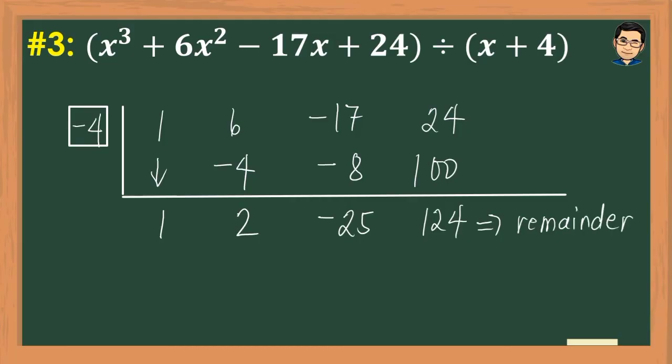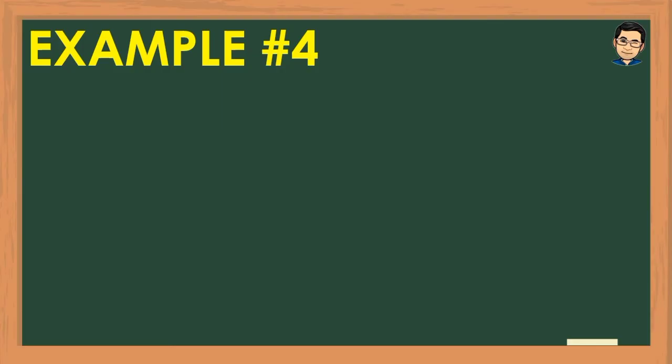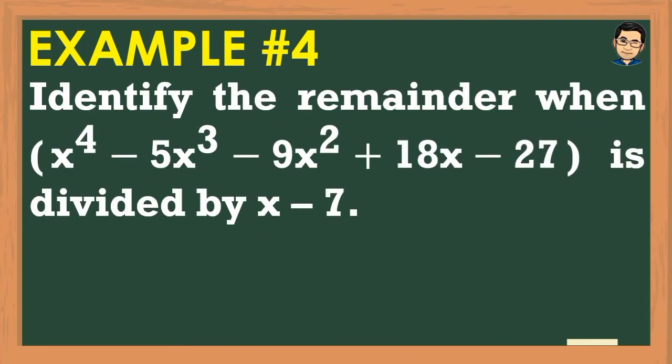So, I hope nagiging clear yung concept ng remainder theorem. And then, let's have the final example. Identify the remainder when x to the fourth power minus 5x cubed minus 9x squared plus 18x minus 27 is divided by x minus 7. Okay? So again, nakasulat naman po sa standard form and then wala ring missing terms.